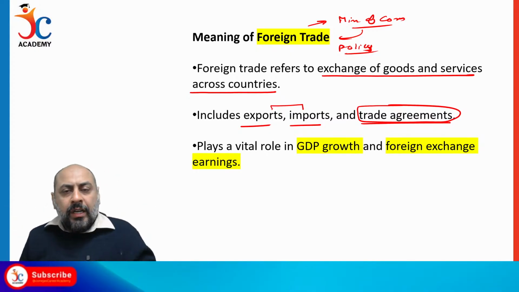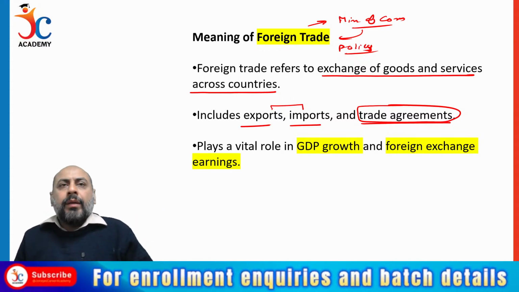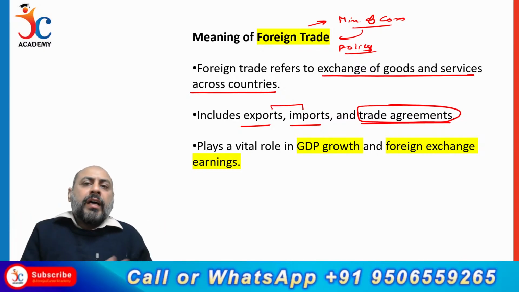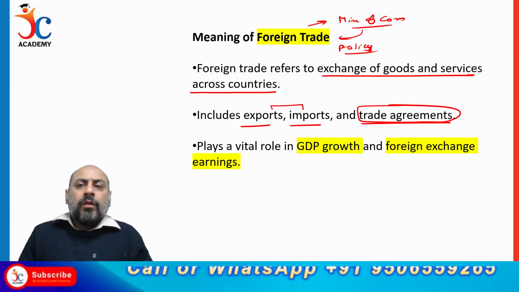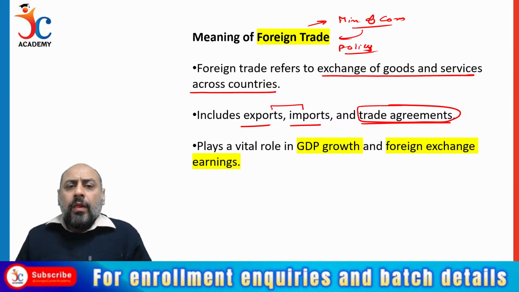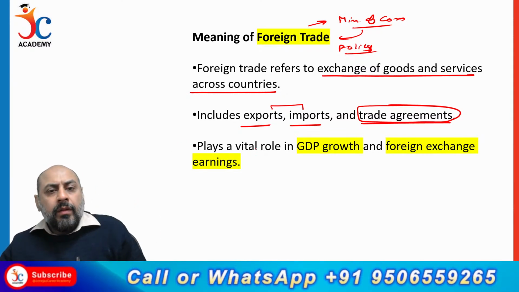Likewise, India and the US recently closed a bilateral trade agreement. Trade agreements will basically decide on the rate of tariffs, the rate of quotas and taxes and other nitty-gritties. So basically foreign trade comprises exports, imports, and how they will be done. This also plays a vital role in GDP growth.